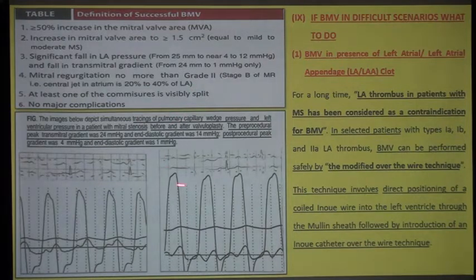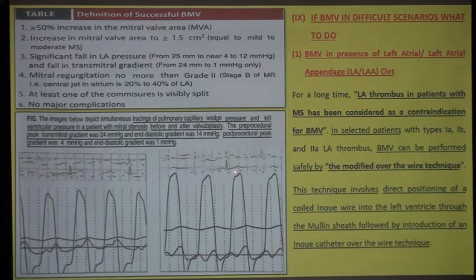Then you see this figure, tracing of pulmonary capillary wedge pressure and left ventricular pressure in a patient with mitral stenosis before and after valvuloplasty. Before valvuloplasty, after valvuloplasty. The pre-procedural peak transmitral gradient was 24 millimeter and end-diastolic gradient was 14 millimeter of mercury. But post-procedural peak gradient was only 4 millimeter of mercury and post-procedural end-diastolic gradient was only 1 millimeter of mercury. You can see the gross difference.